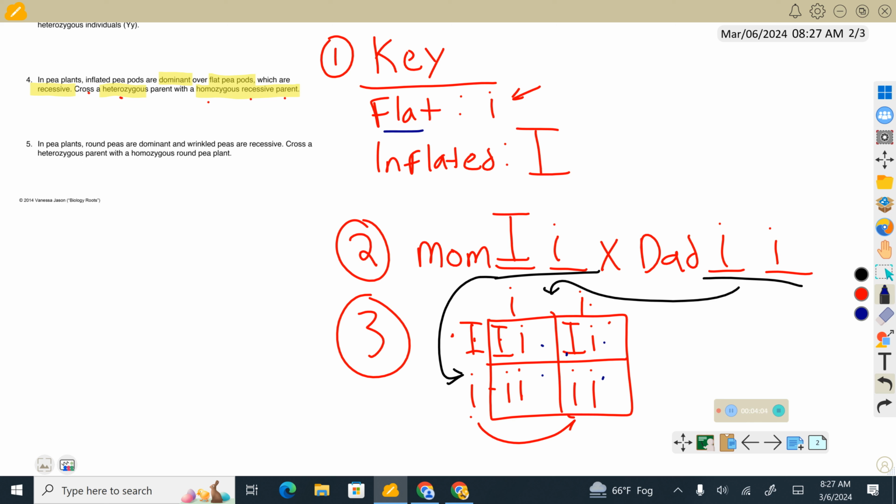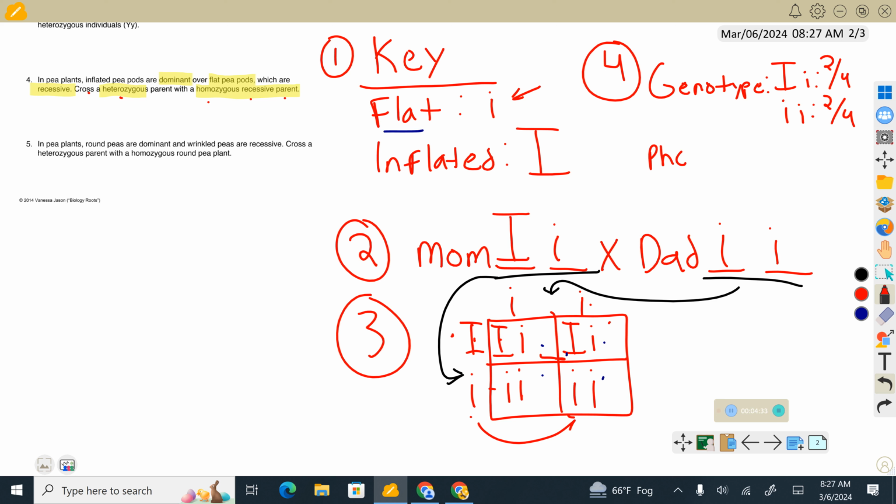So step 4 is when you give the genotype and the phenotype ratio. So my genotype ratio would be, you write your 2 genotypes. You have big I, little I, and you have little I, little I. And then you add them up. Over here we see we have 2 out of 4 that are going to be big I, little I. And then you have 2 out of 4 that's going to be little I, little I. And you need to know that that equals 50%.